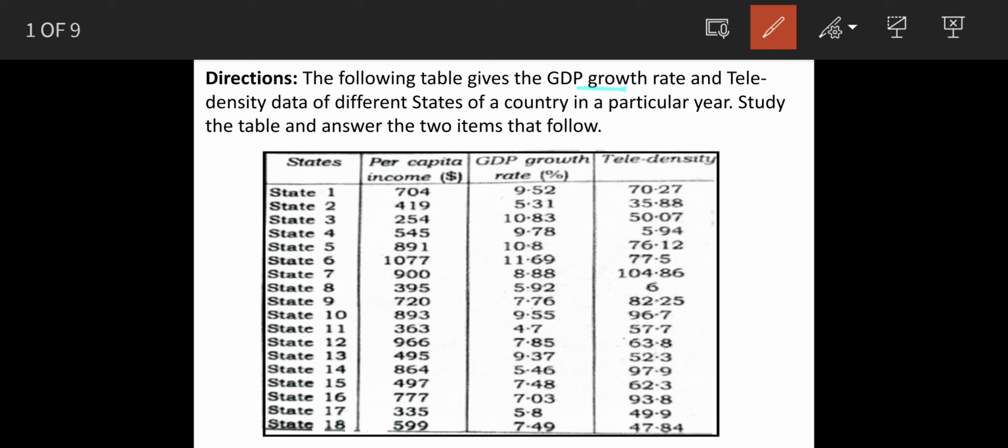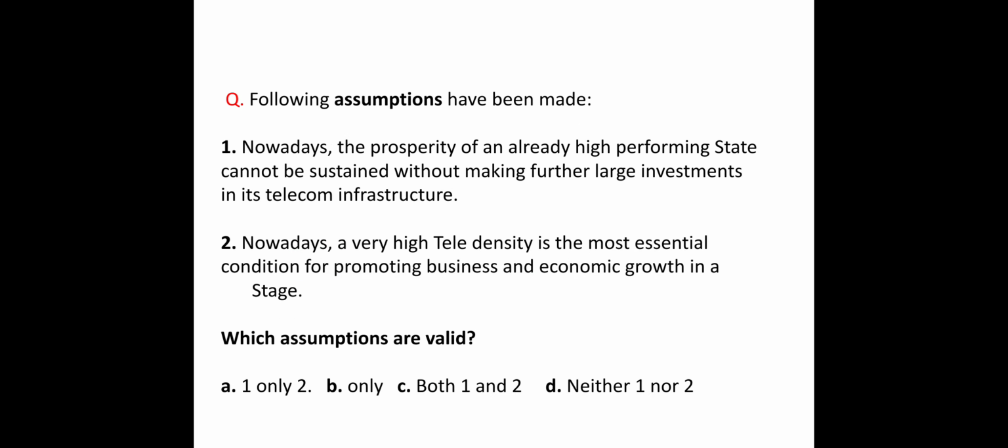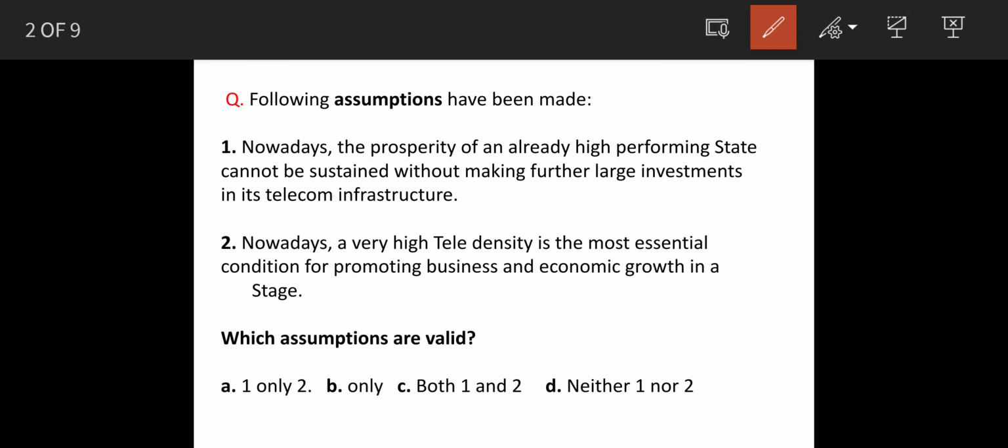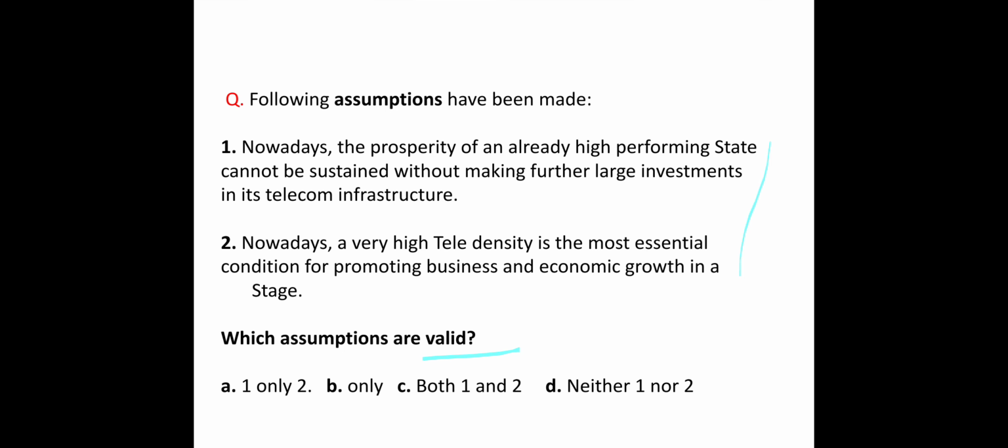So GDP growth rate data and tele density data of different states of a country for a particular year is given below. So we have to study the table and answer a few questions. So here we have states 1 to 18. This is per capita income, GDP growth, and this is the telephone density. So we have these two statements and we have to find out which one is valid, or which are valid statements.